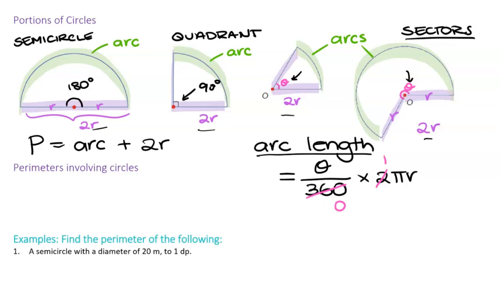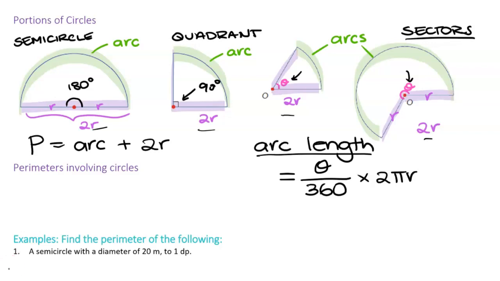The reason why I tend to like to just write it like this is I can remember theta over 360 represents the fraction of the circle that I'm dealing with, and 2 pi r is the circumference. So rather than having to remember new stuff, I'm just putting together two things that I knew before.